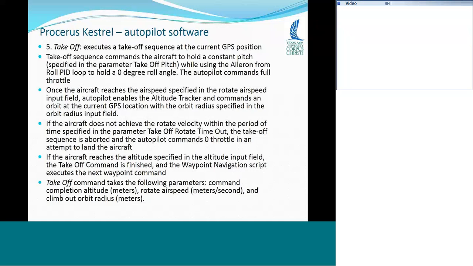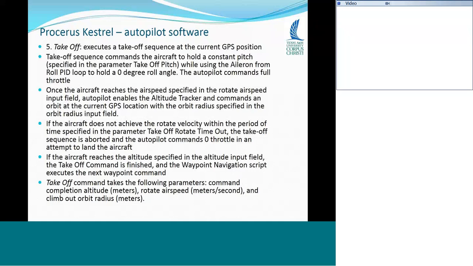All right, so first of all, it commands the aircraft to hold a constant pitch specified in the parameter takeoff pitch, while using aileron from the roll PID loop to hold a 0-degree roll angle. So the wings are kept level. The autopilot commands full throttle, and the airplane attempts to hold a particular pitch angle. And if it's a positive pitch angle, it's going to climb.